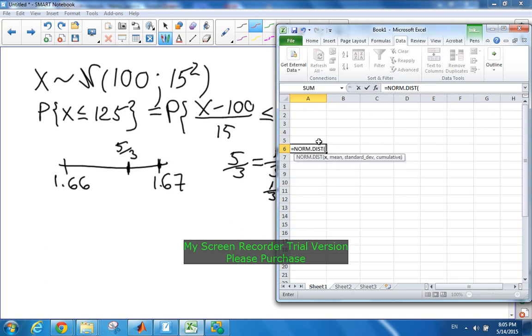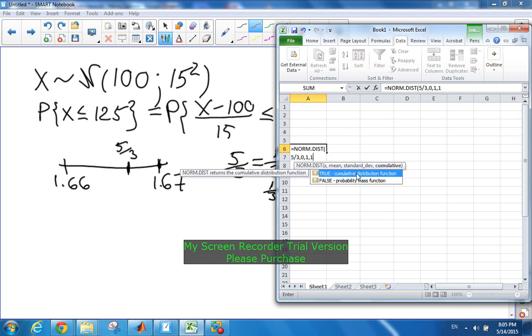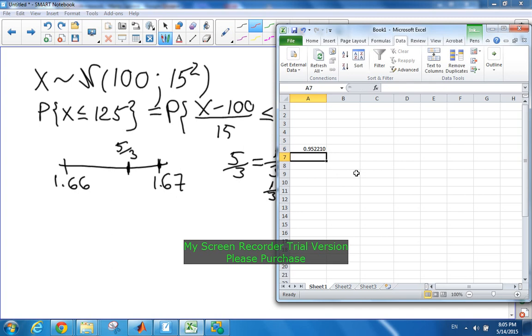So we will use the NORM.DIST function in Excel. With x, our score is going to be 5/3. I can just write 5/3, comma, and now the mean is 0, comma, and the standard deviation is 1, okay, and cumulative, yes, so that means 1, and the answer is this.